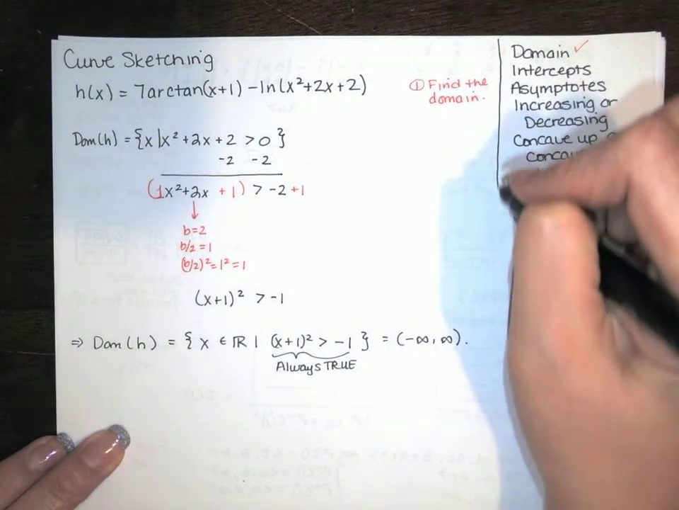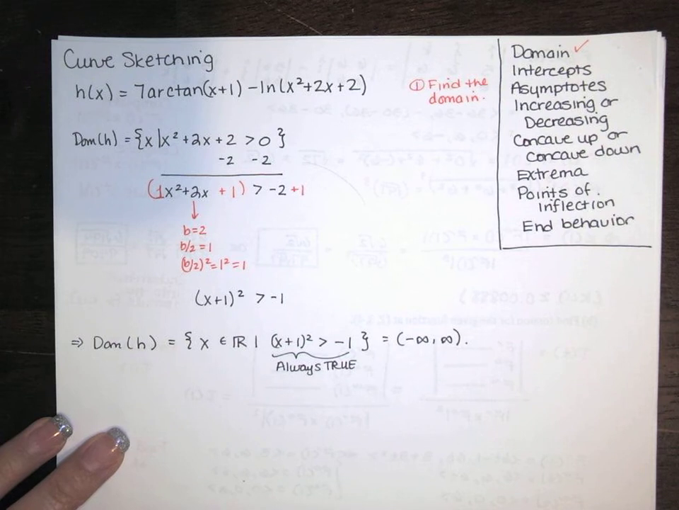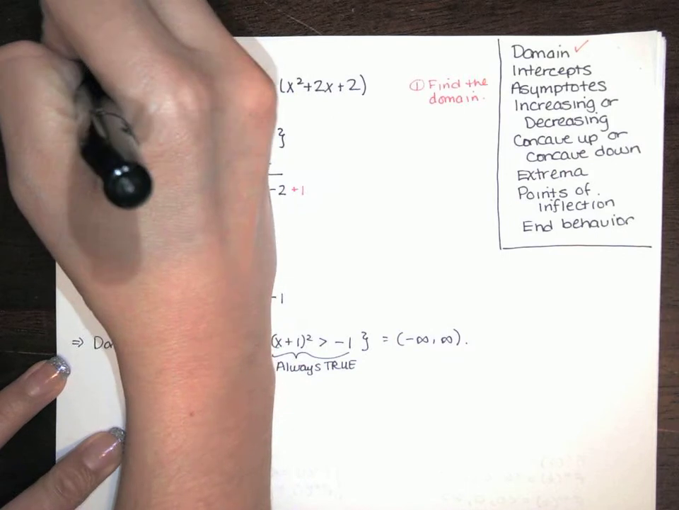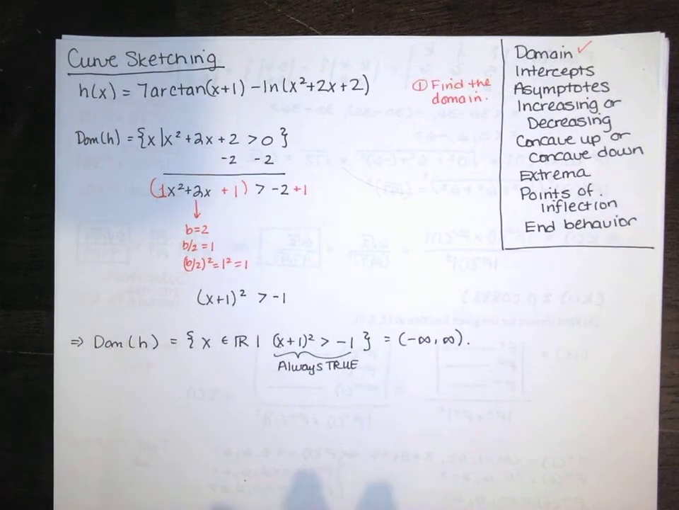The next thing we want to do is find the intercepts if we can. I'm not sure about the intercepts on this one. It's going to be tough. We're going to maybe have to use a calculator, and that's not what we wanted to do to find one of the intercepts, but we'll see what we can do without it.